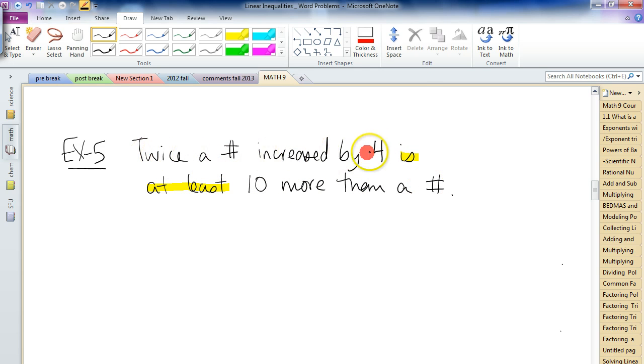So we have to translate first. What does this mean? Twice a number increased by 4. Twice a number means 2 times a number. So 2 times, but you're not going to put the lame little x there, a number. Let's just call it n for a number. We could. Or I'll just be boring and just call it x for that number. Twice some number increased, that means plus, by 4. That means a 4.